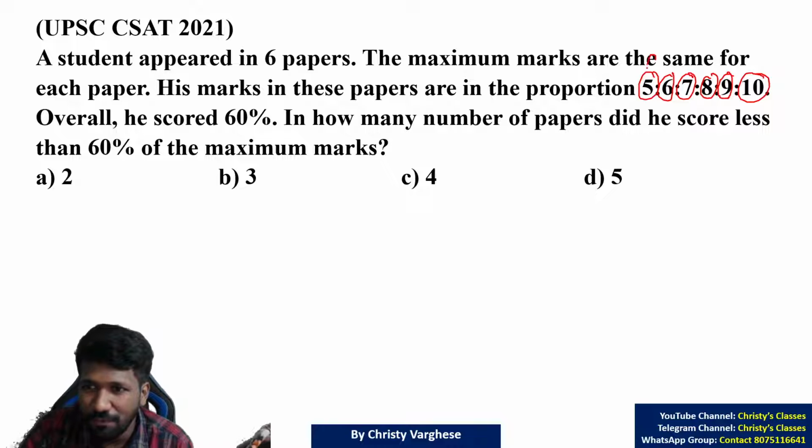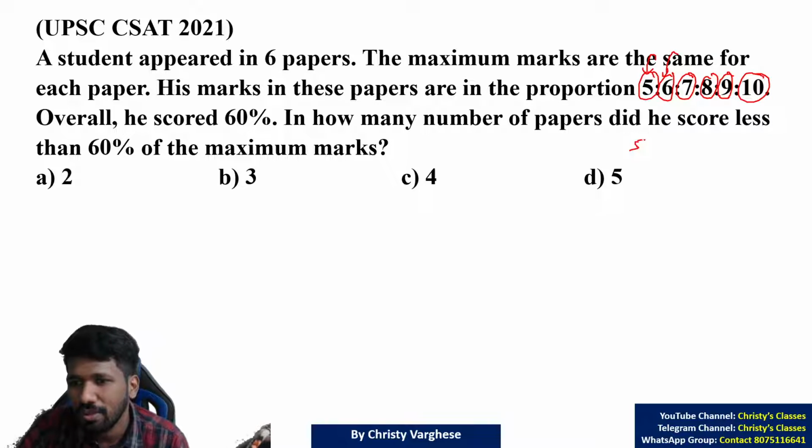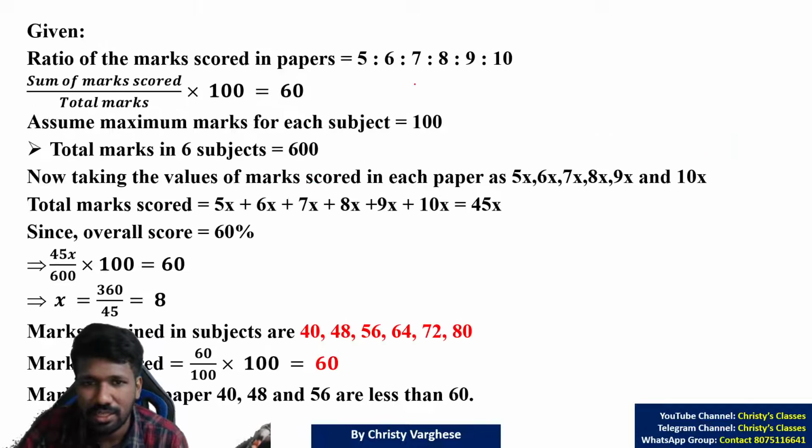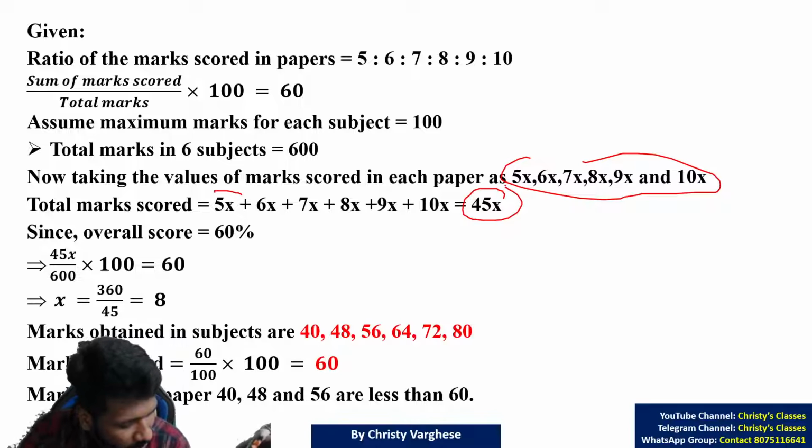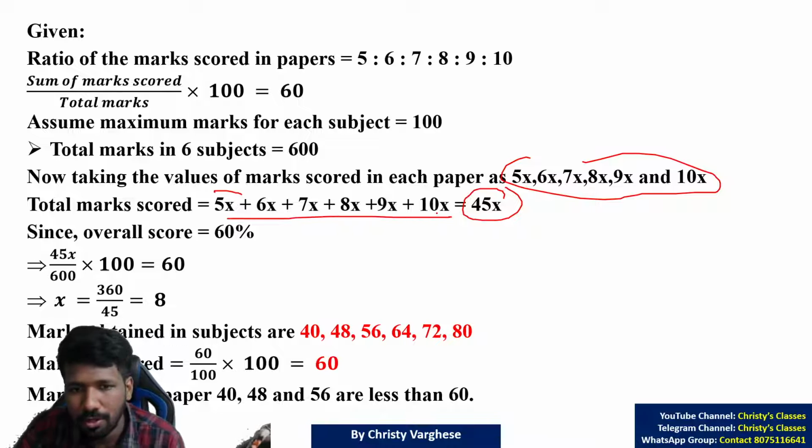But if 5 then 6, that is what I told. We don't know whether it is 5. So we can call it 5m or 5x. Then this will be 6x, then this will be 7x, 8x, 9x, 10x. That is clear, na? Writing it mathematically like this. Then adding all this, you will get the total mark, na? But in terms of x, that is 45x, you will get total marks scored.